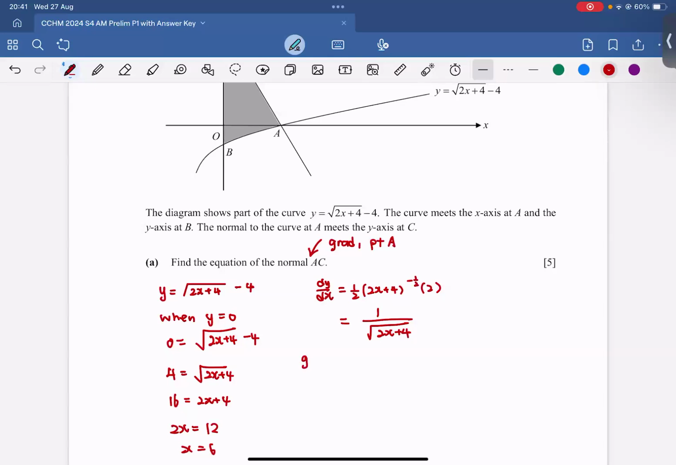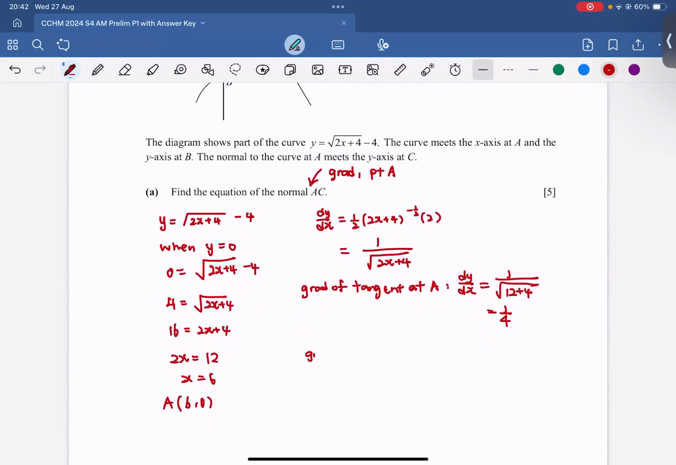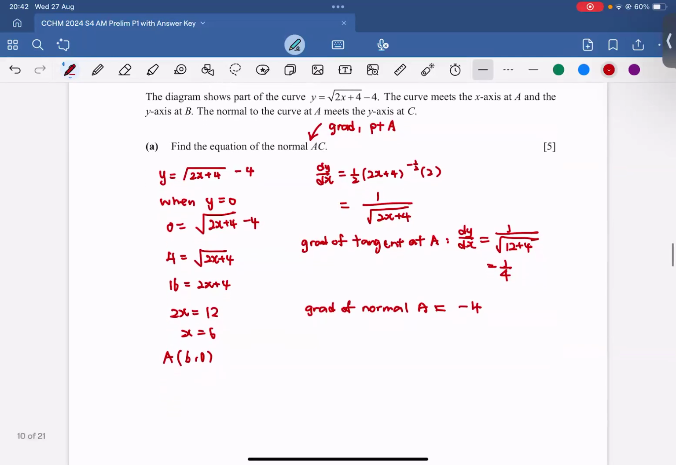Okay, so the gradient of tangent at A is when x is equal to 6. So we just put 6 inside the dy/dx. So it will be 12 plus 4. So it will be 1/4. So this is the gradient of tangent at A. So from here, we know that the gradient of normal at A, we flip and add a negative. It's just -4. So now we have the -4.